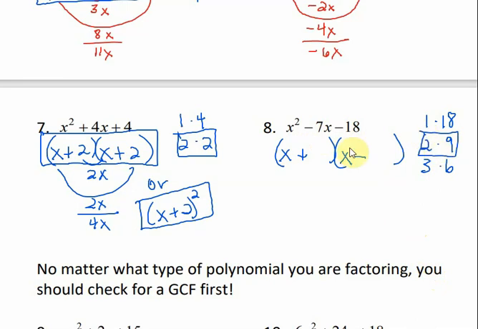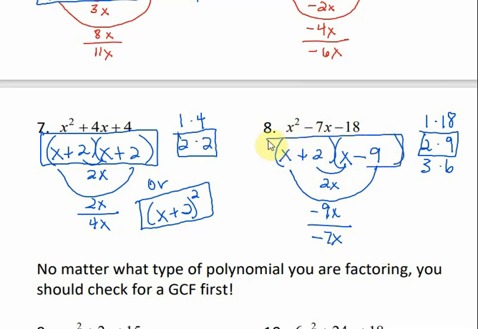2 and 9. And then remember, this tells me the sign of which one? The bigger number. So the bigger number, 9, needs to be negative. The 2 is positive. So if I check this, that's a positive 2x and a negative 9x, which would give me a negative 7x. And that's what I wanted, a negative 7x. So if you checked it and you got a positive 7x, then you know you put the wrong sign, or the numbers with the wrong sign.